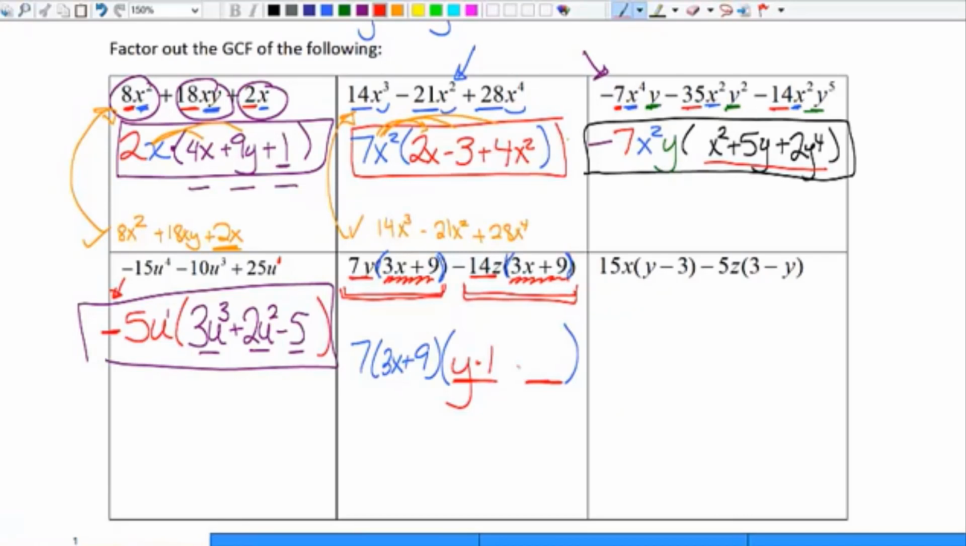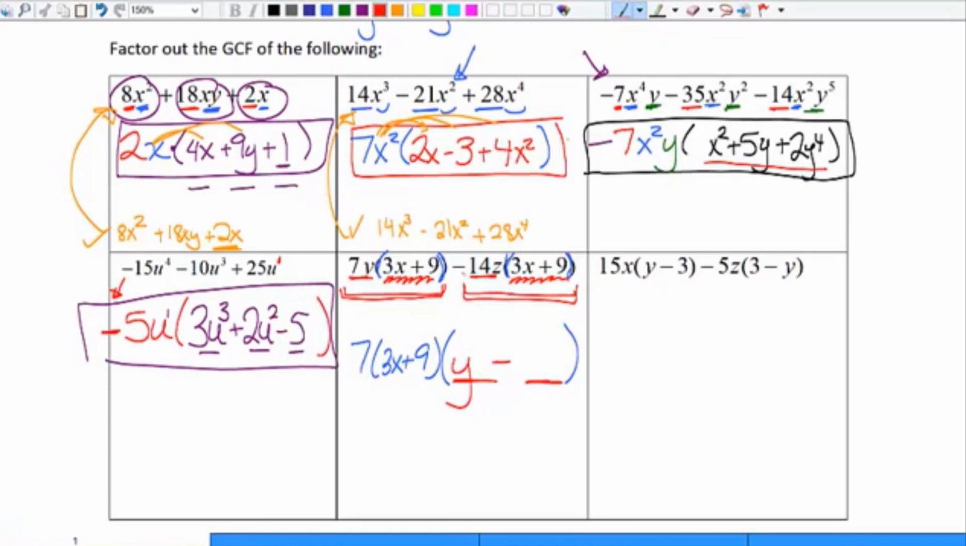Do I need to write multiply by 1? Well, not really, because I already have a term there. Now, if there wasn't any term there, I wouldn't be required to put a 1. Alright, so that's the first term. Let's look at the next very long term. Negative 14z times 3x plus 9 divided by 7 times 3x plus 9.